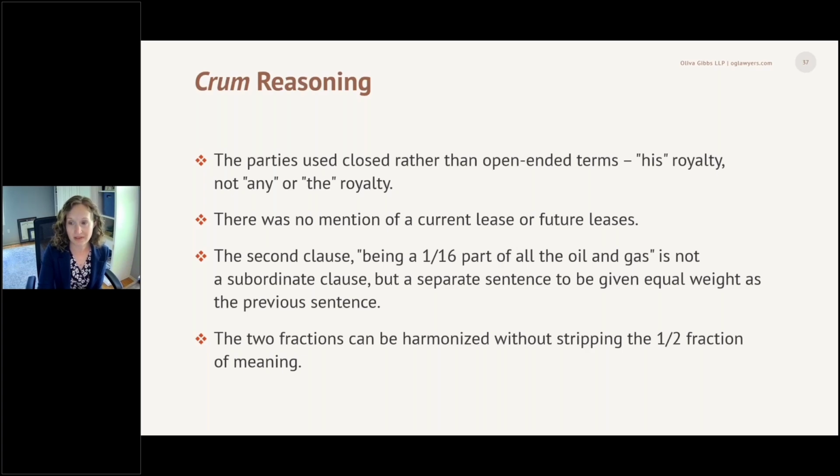So our takeaways from Crum v. Mooney: there's no reference in the opinion to any existing lease or any prior royalty reservation or conveyance. So the court assumed, given the language in the assignment, that the grantor's interest was a 1/8. Also, note the court's examination was limited to the assignment itself. The court found it to be unambiguous and did not rely on any extrinsic evidence.